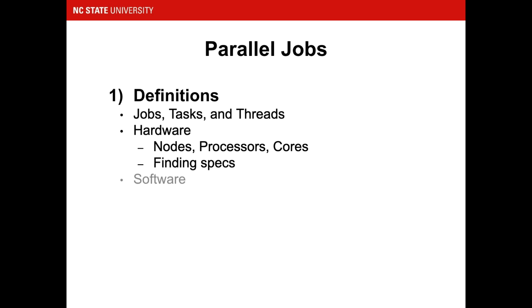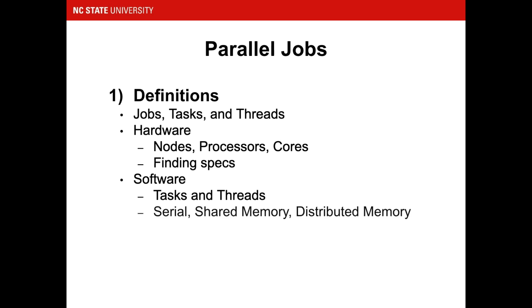Then we'll define software terms, and these are the terms used when writing or running parallel programs. This will include additional discussion on tasks and threads, and it will include the definition of serial jobs, shared memory jobs, and distributed memory jobs. Then, finally, we will discuss and run parallel jobs.